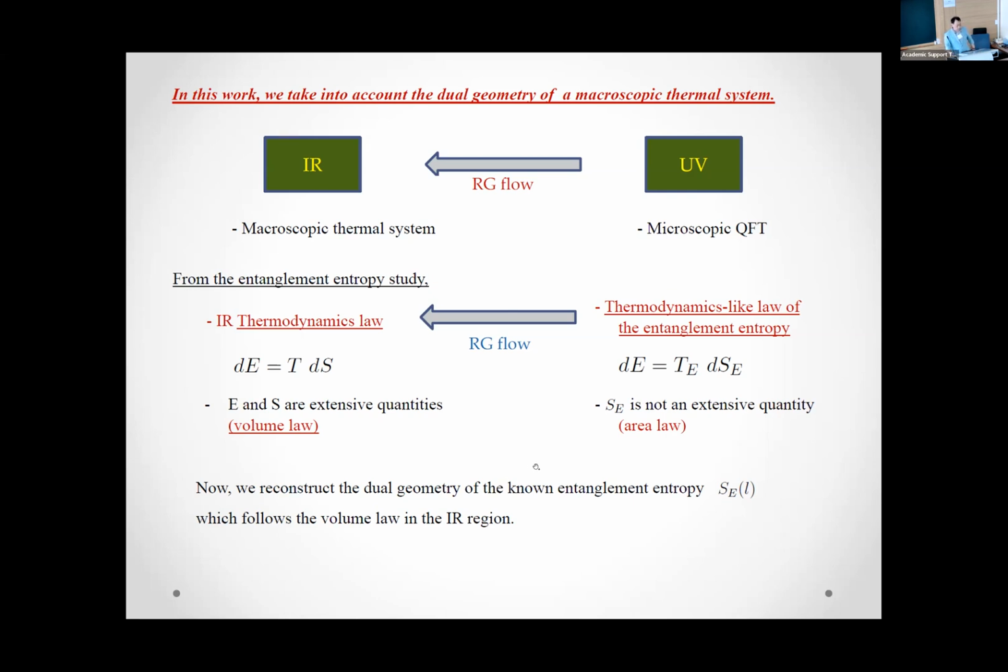So in this picture, we can understand the thermodynamics. E on the right-hand side? Oh, this one? Yeah, this is called entanglement temperature. No, E. Oh, this E. Yeah, this is the internal energy of the system.